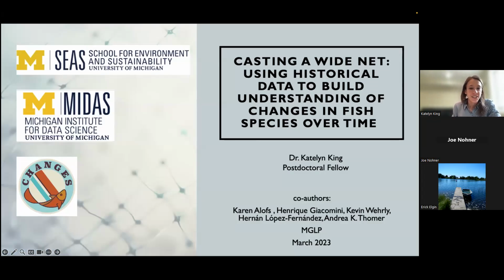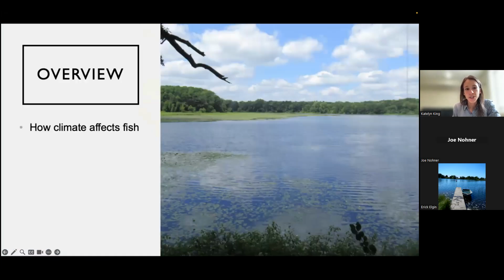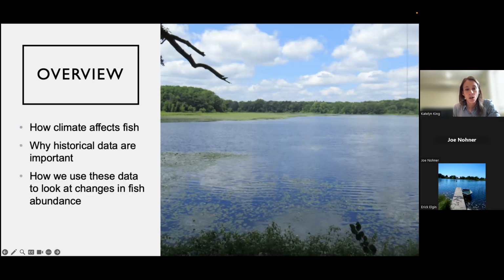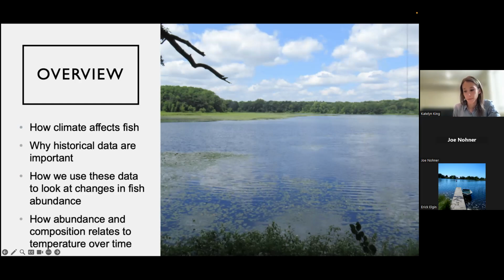As Joe said, I'm Katelyn King, and I'm going to be talking a little bit about using historical data to build understanding of changes in fish species over time. First, I'm just going to give a brief overview of how climate affects fishes. And then I'm going to talk a little bit about why historical data are important. Then we'll look at how we can use these data to look at changes in fish abundance and how abundance and composition relates to changing temperature over time.